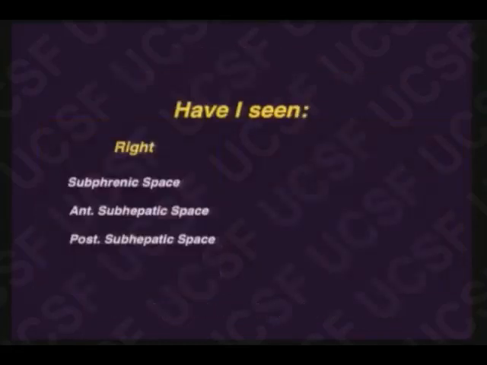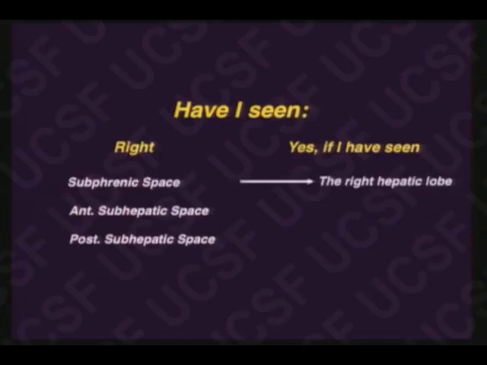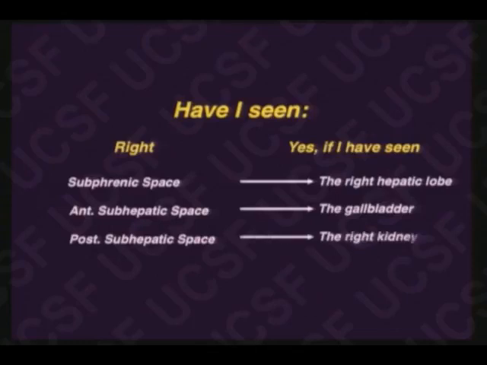So, on the right side of the abdomen, have I seen the subphrenic space? The answer is yes, if I've seen the right lobe of the liver. Have I seen the anterior subhepatic space? The answer is yes, if I have seen the gallbladder. Have I seen the posterior subhepatic space? The answer is yes, if I've seen the right kidney. How often do I see those? All the time.